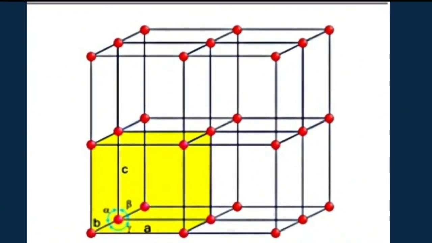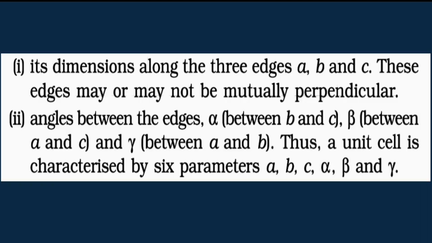Okay, so this is just another example. You can see this is a crystal lattice whole image, and that yellow color is the unit cell, the smallest portion. Now this unit cell also has some characteristic properties. So we'll discuss the characteristics of a unit cell, that is, its dimensions along the three edges.